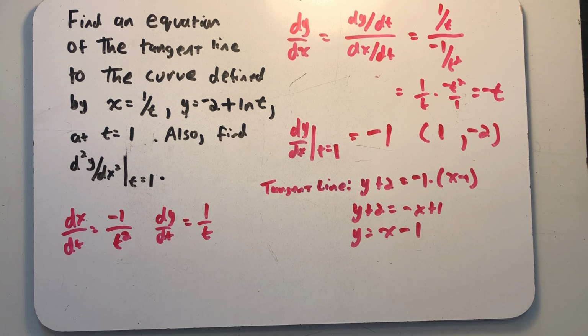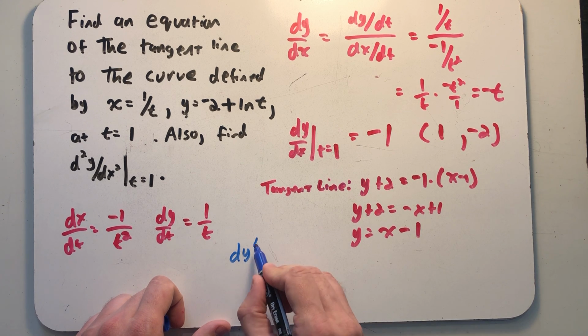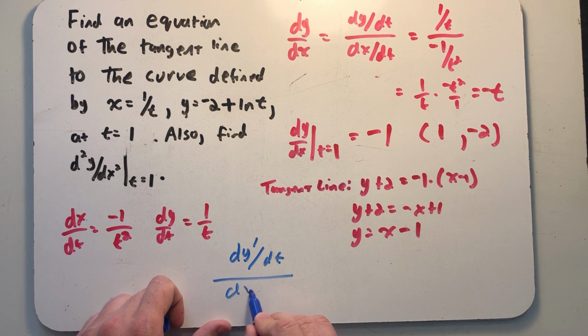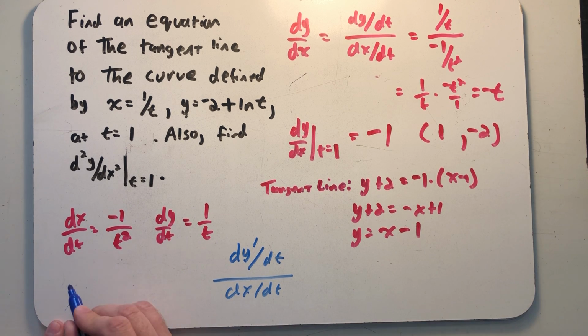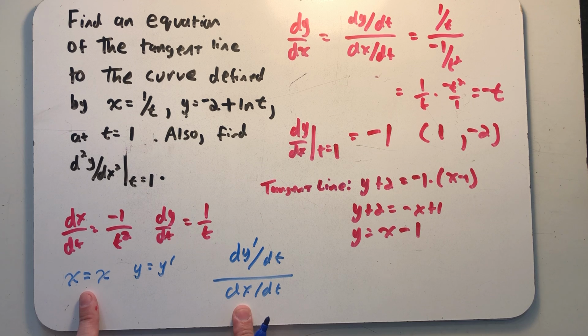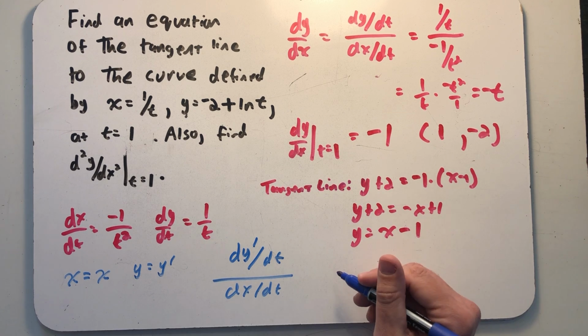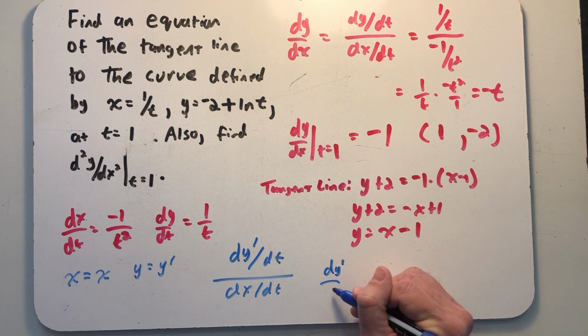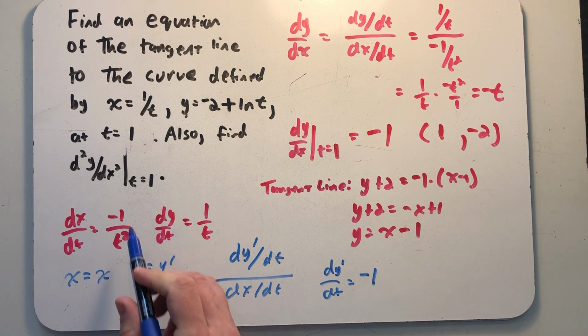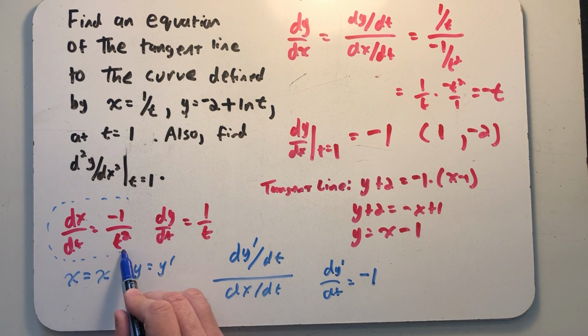Well, I can find the second derivative by differentiating y prime with respect to t and dividing by dx/dt. What I always like to think about is I can think about parametric equations that would graph the derivative: x would still equal the same x, but y would now equal the value of the slope of the curve at the point. And so I have dy'/dt over dx/dt. Well, it's not going to be too hard to find the derivative of dy/dx or y prime. So dy'/dt is just minus 1, and I've already differentiated dx/dt.